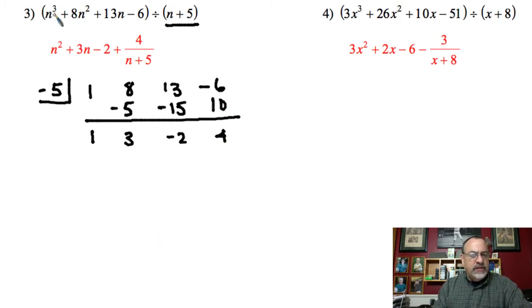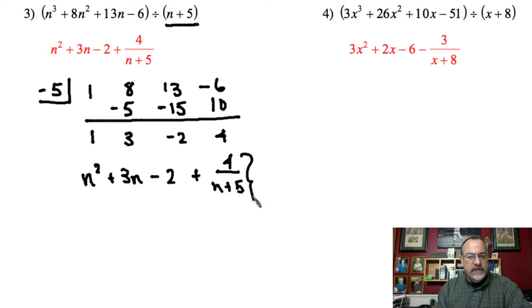So I have an n cubed to begin with, so I'm going to begin with n squared. So this is 1n squared, and then they go down as we move from left to right with a remainder of +4 over n plus 5. So I have my answer doing synthetic division.